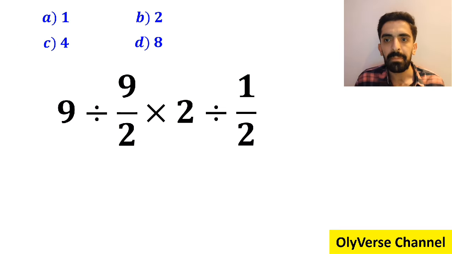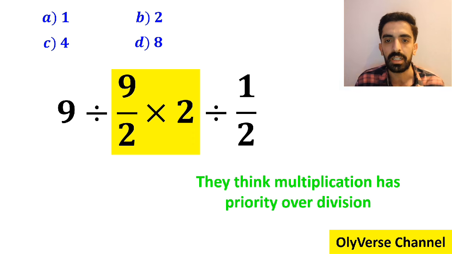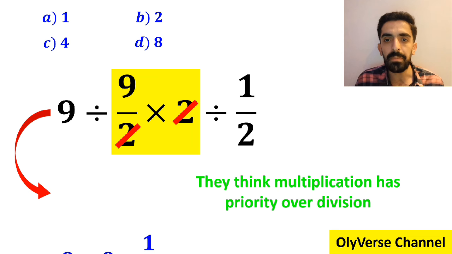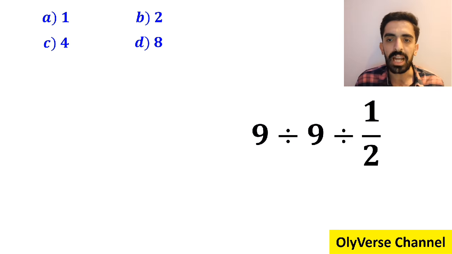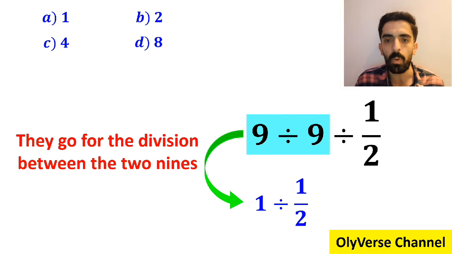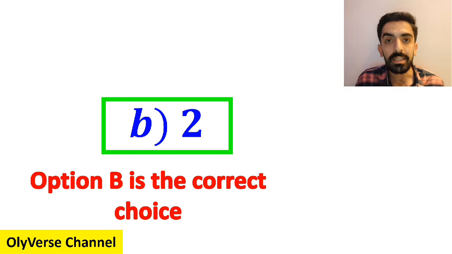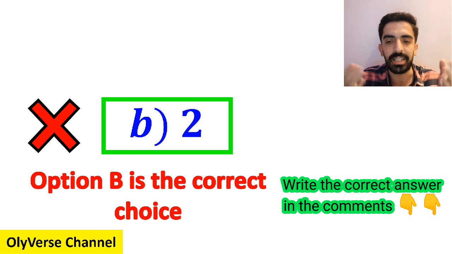In the first step, many people go straight to the expression 9 over 2 times 2 because they think multiplication has priority over division and they tend to cancel out the 2's. So, this expression simplifies to 9 divided by 9 then divided by 1 over 2. In the next step, they go for the division between the two 9's and rewrite this expression as 1 divided by 1 over 2, which gives them the answer 2. Then, without any hesitation, they claim that option B is the correct choice. But it's not the correct answer to this question.